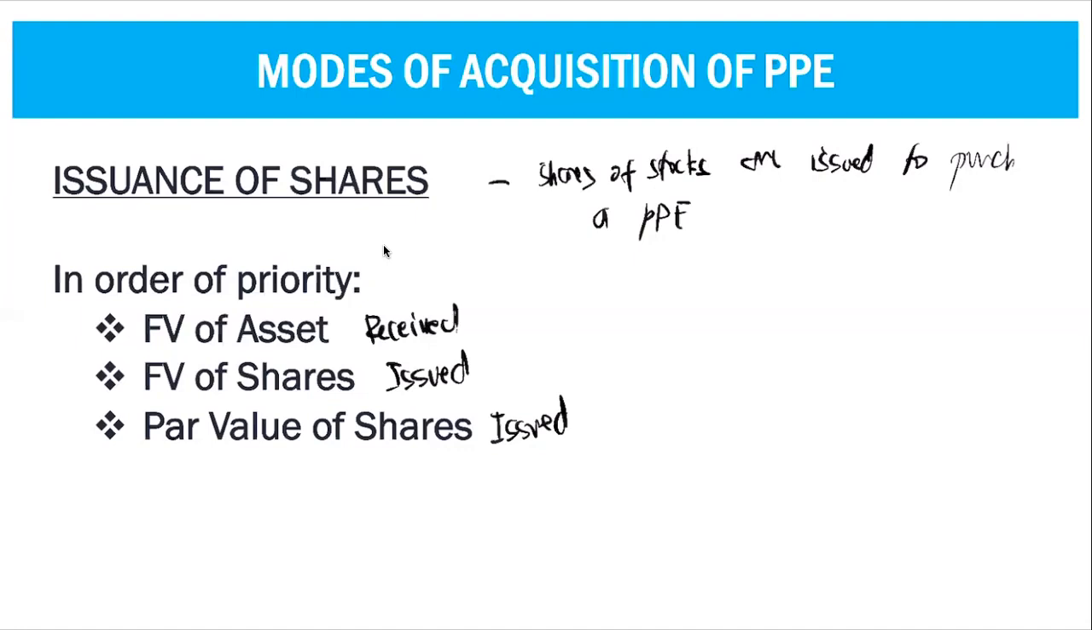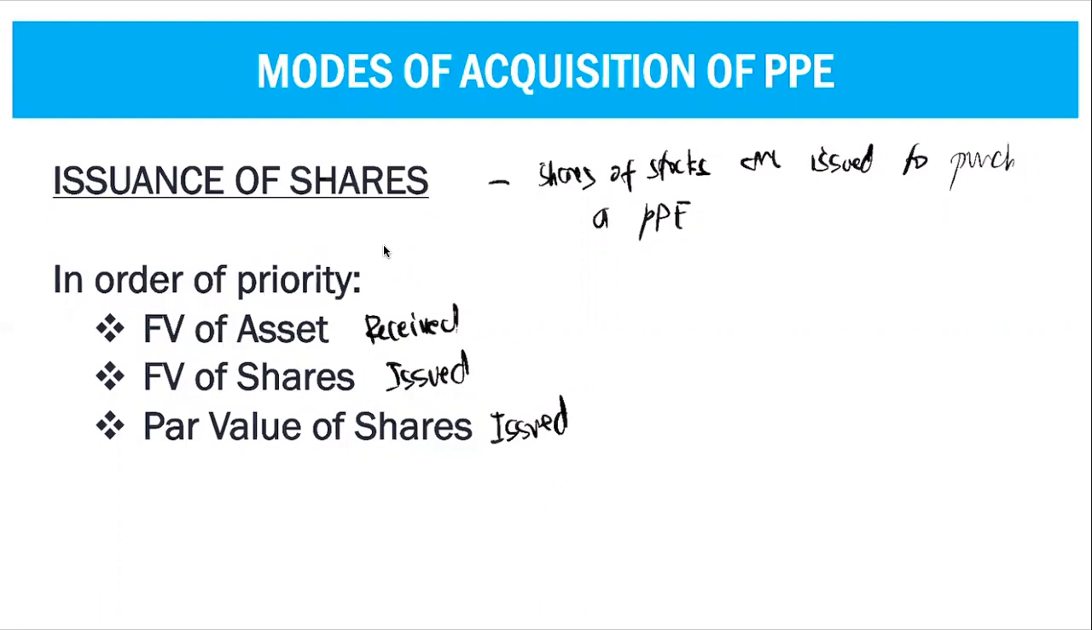So how do we measure it? Fair value of asset received, kung meron. Kung wala, fair value of shares issued. Kung wala pa rin, par value of shares issued. Okay? So where did we get this particular order of priority? Actually, it is based on your share-based compensation, PFRS 2, if ever you use shares to get something.